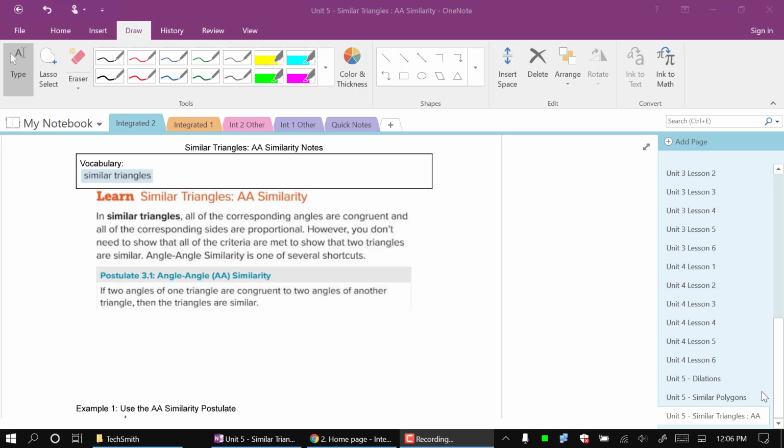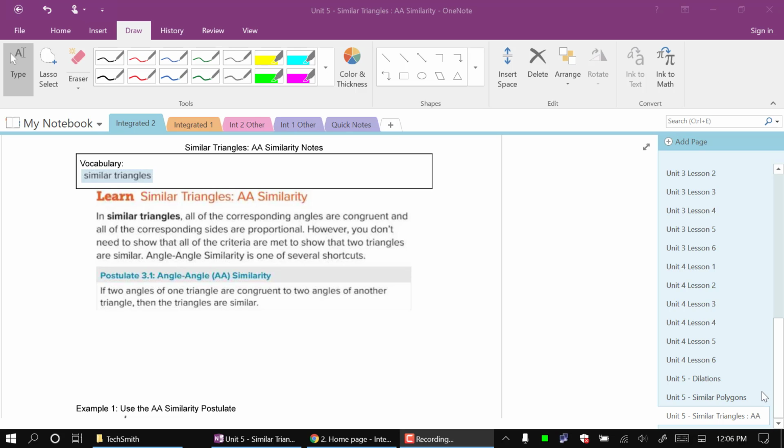Today we're going to be looking at Unit 5, Similar Triangles, AA Similarity. So AA stands for angle, angle. In similar triangles, all of the corresponding angles are congruent or equal to each other, and all of the corresponding sides are proportional. However, you don't need to show that all of them meet this criteria to show that the two triangles are similar. Angle-angle similarity is one of these shortcuts.